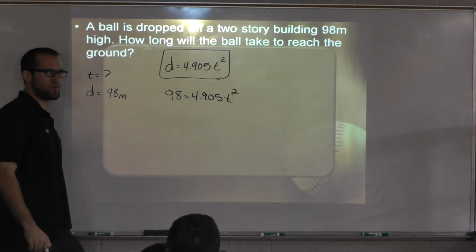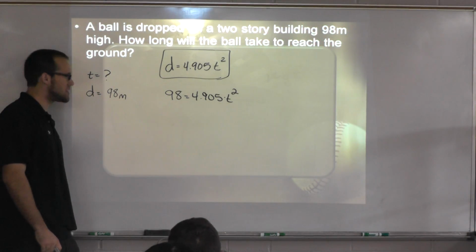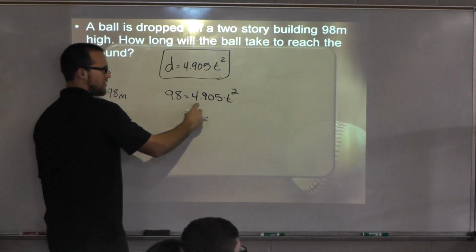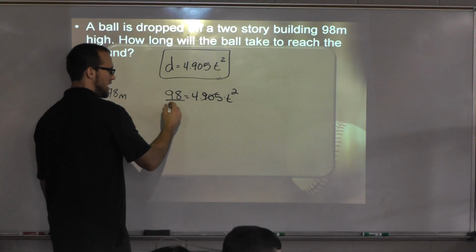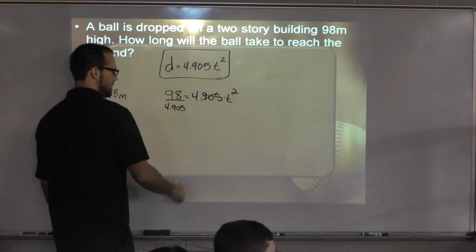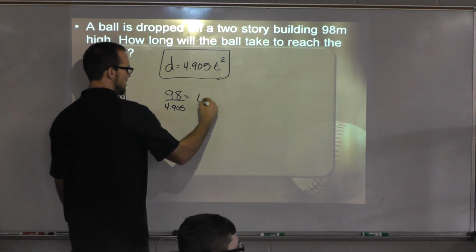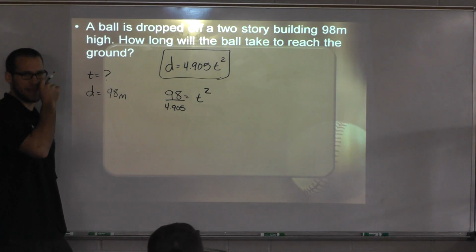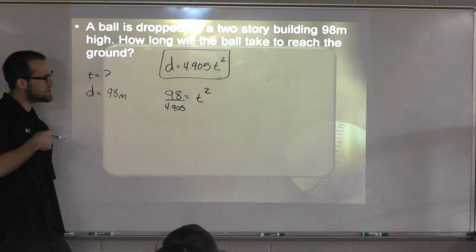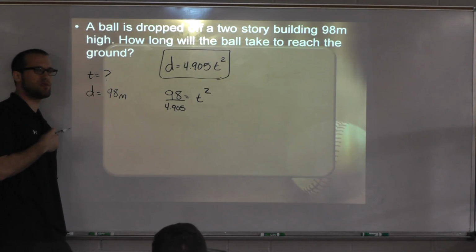Okay? The first part shouldn't be too difficult. I've got to get the t to be by itself, correct? So what would everyone say that they should do? Divide by 4.905 here. That cancels that out, and do it over here. Now notice, is t by itself? Yes, but is it t? What is it? T squared. So if you just took 98 divided by 4.905, that would tell you what t squared is, but it will not tell you what t is.